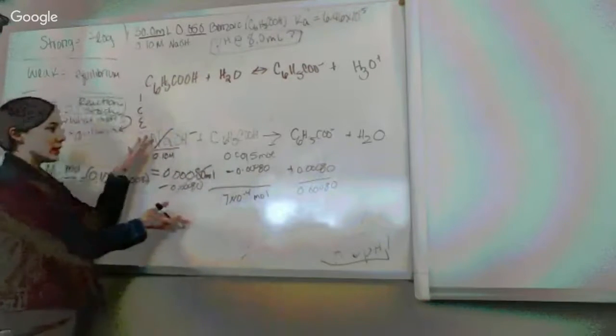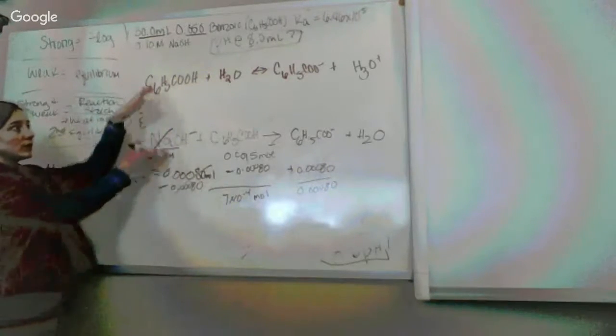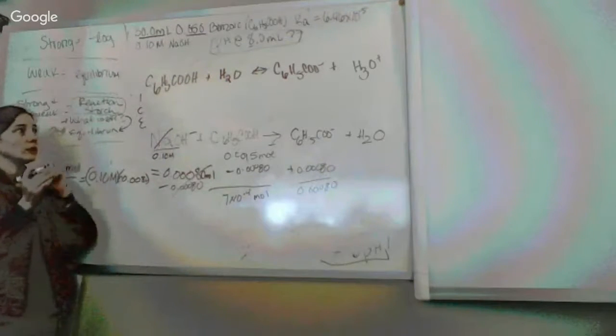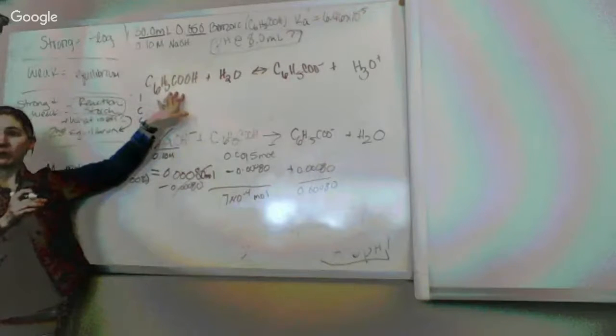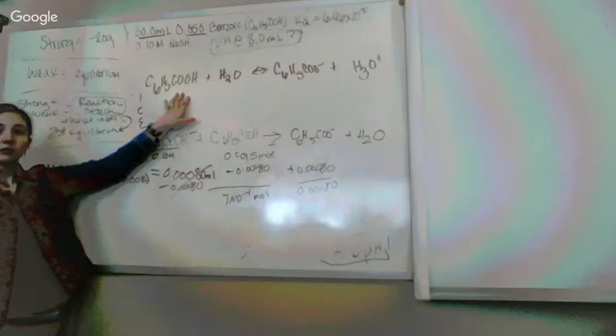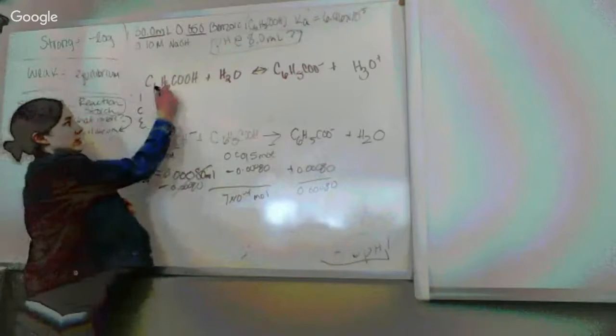Okay, so we did the reaction stoichiometry part. Now next, we're going to do a weak equilibrium problem. And so when I do an equilibrium problem, I need my initial amount. What's my initial amount of C6H5COOH? What do you say? 7 times 10 to the negative 4th.